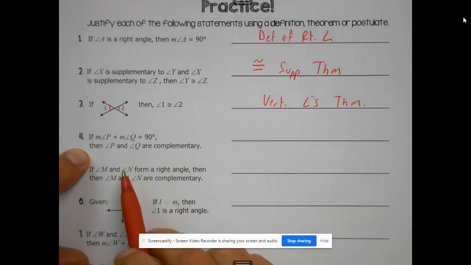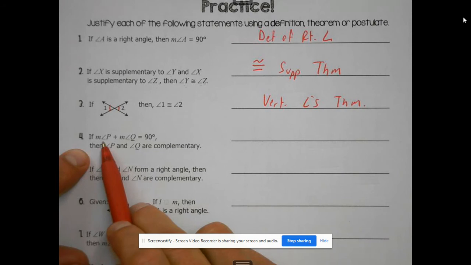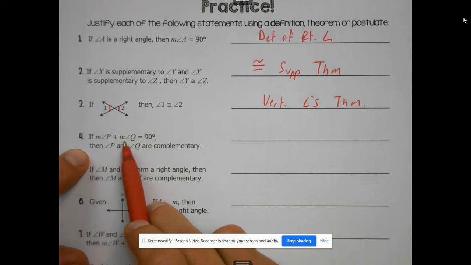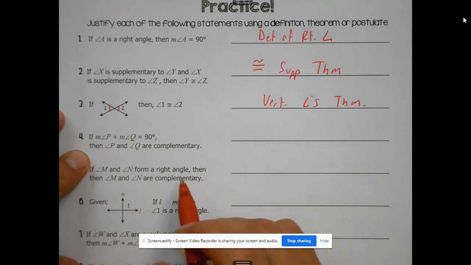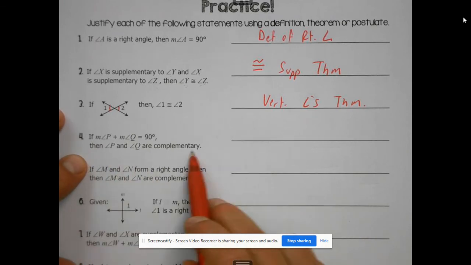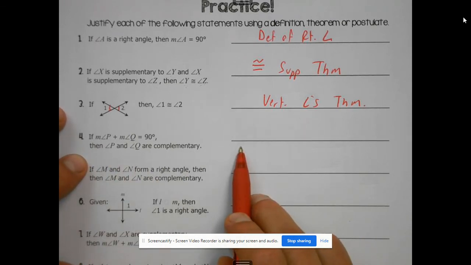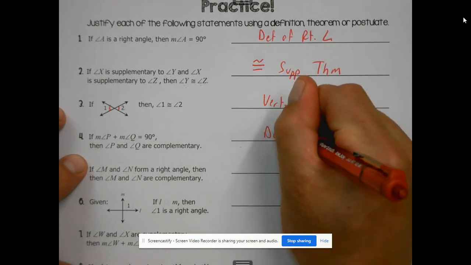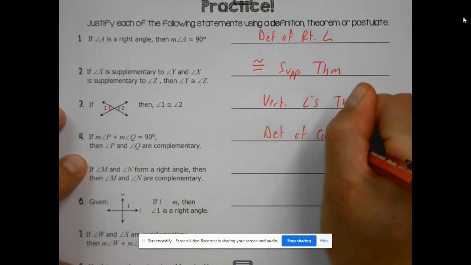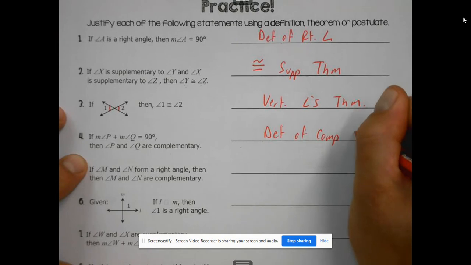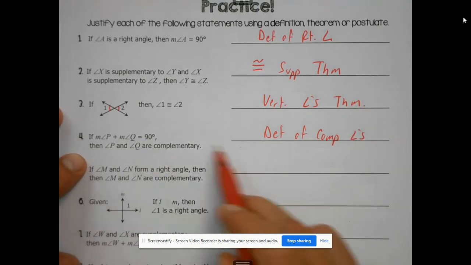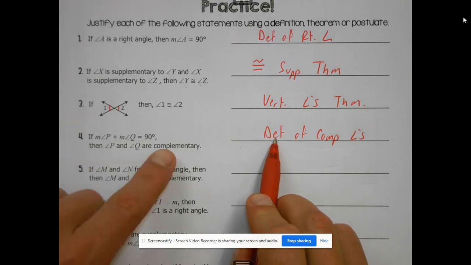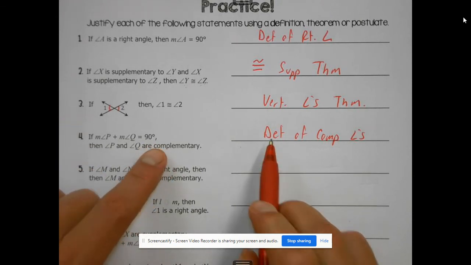Number 4, if the measure of angle P plus the measure of angle Q are 90, then they are complementary. What do we think here for number 4? This would be your definition of complementary angles. Remember, they have to add up to 90 in complementary. That is your definition. Definition adds up to 90.